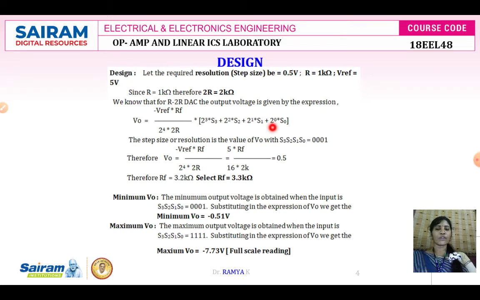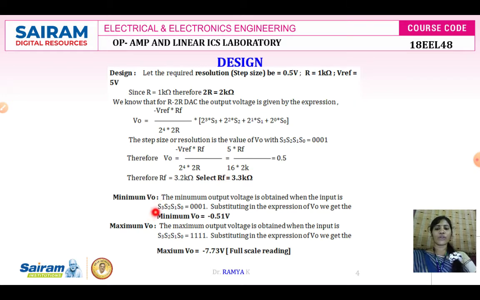So in order to convert the binary value to decimal, this is the normal logic we use for converting a binary value to a decimal one. Next, the output V0 is equal to minus V reference into RF divided by 2 power 4 into 2R, which is equal to 5 RF divided by 16 into 2K, which is equal to 0.5.